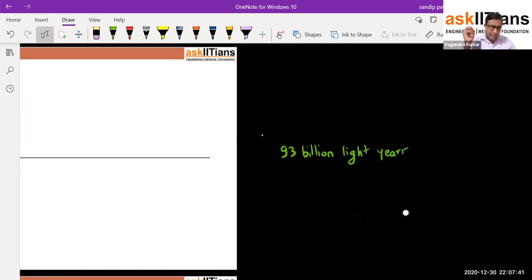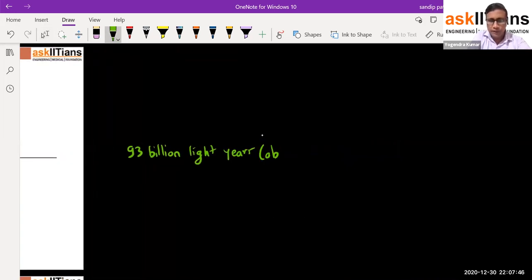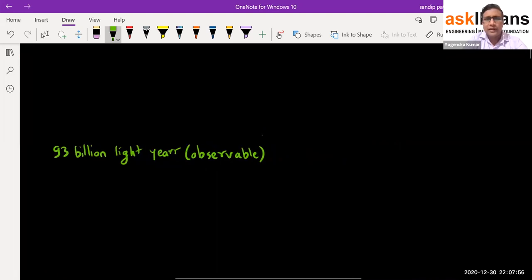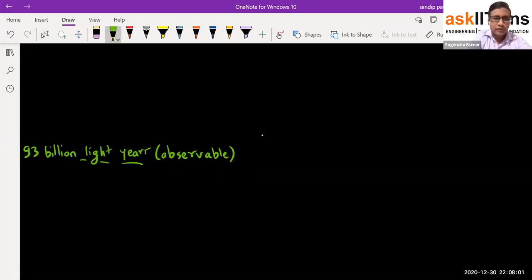When I say the size of the universe, this is actually only the observable size. It means we can observe this much of the universe, and we already know the universe is infinitely large. Now let's see what 93 billion light years means. First let's focus on light years. You will say that year is a unit of time, right? We measure time in years, but no, light year is a unit of distance. So what is the meaning of light year? Let's consider that first.